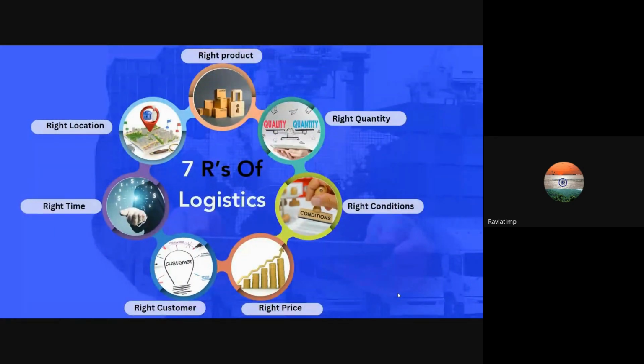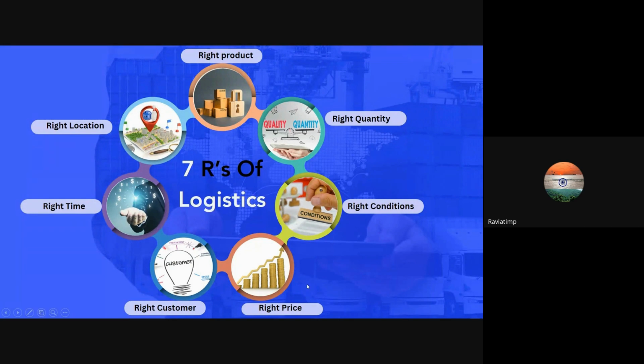These are what we call the 7 R's of logistics, where SAP is going to help you. SAP helps you choose the right product, right conditions, right price, right customer, right time, and right location. You should have the end-to-end business process, the 7 R's. Everything should be right: right quantity, right conditions, right price, right customer, right time, and right location. And you should have the 7 R's integrated.